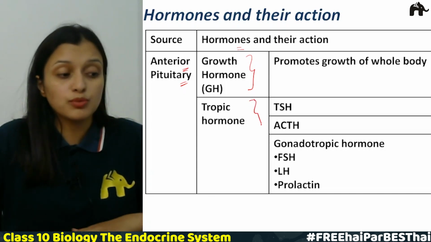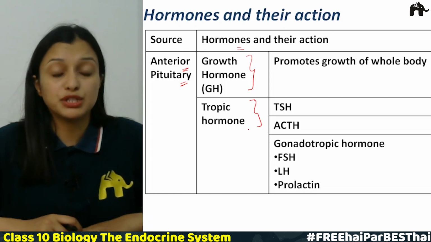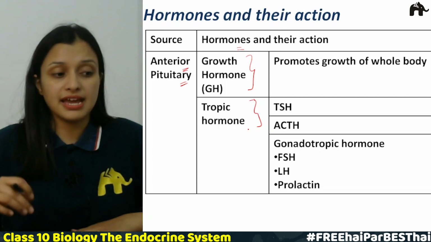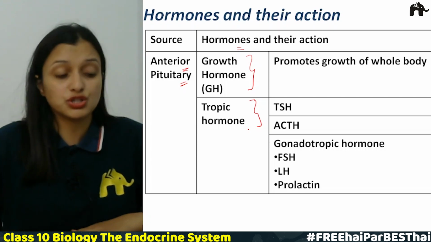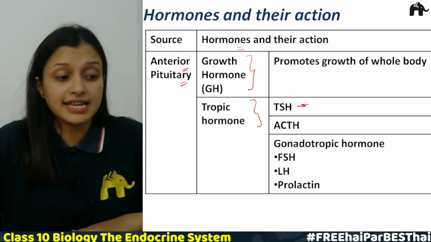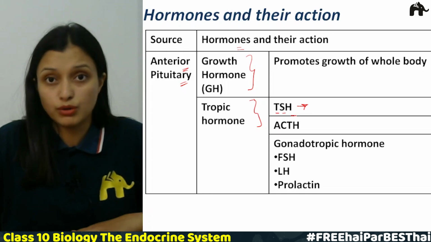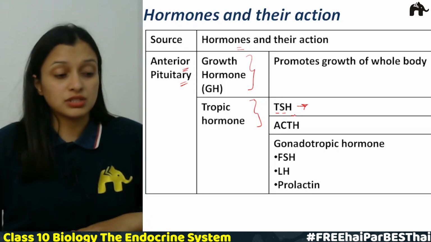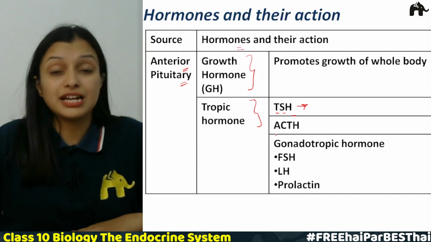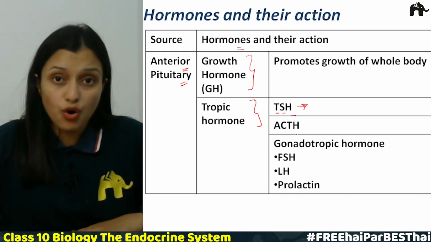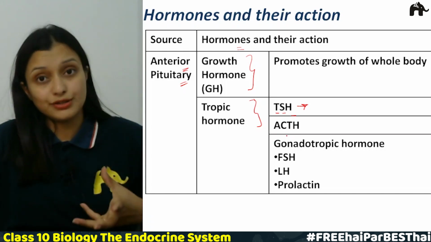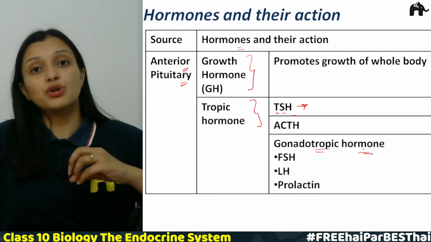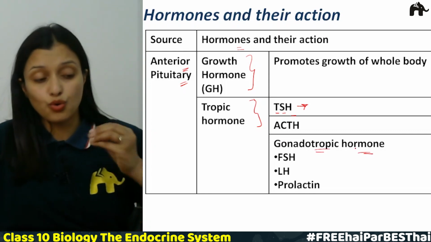Now the second type of hormone secreted by the anterior pituitary is the trophic hormones. The first is TSH, that is thyroid stimulating hormone, which stimulates the thyroid gland to secrete the hormone thyroxine. Then ACTH, that is adrenocorticotropic hormone, right, which stimulates the adrenal glands. Then gonadotrophin hormones, which stimulate the glands, the testes and the ovaries.